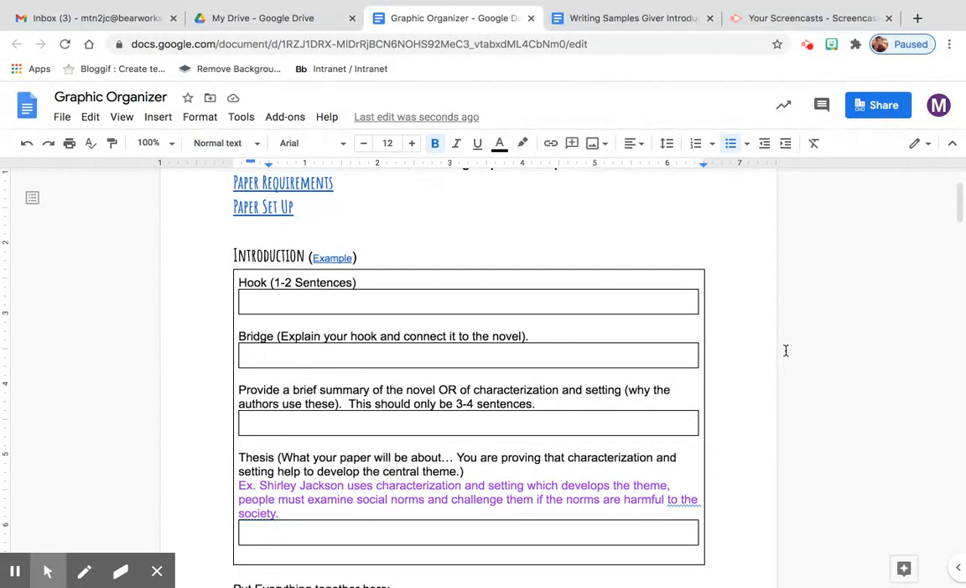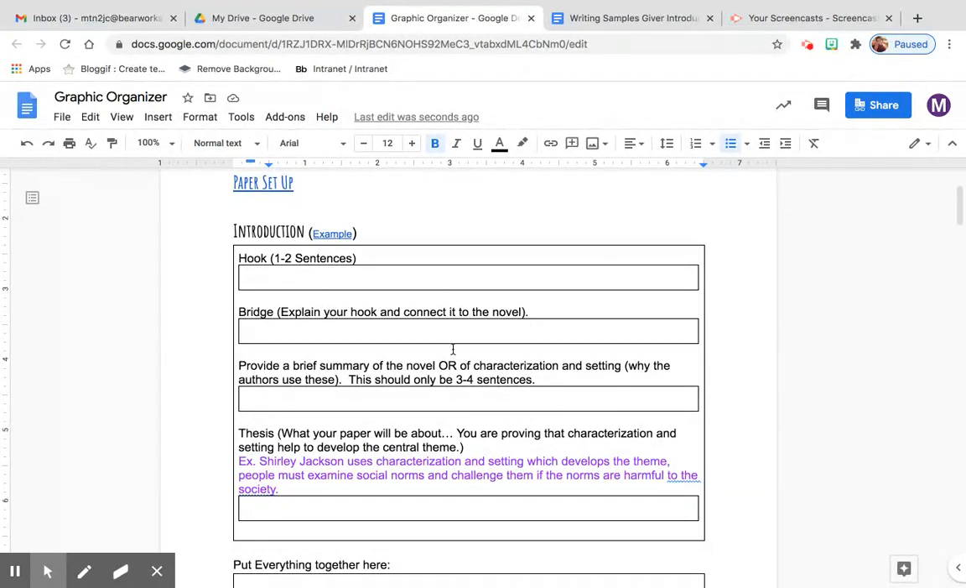With your hook, you want to have something very broad. Okay, think of that inverted triangle. From your hook, you're going to want to either talk about characterization, setting, something that is going to relate to what we're focusing on, which is again the major, minor characters, static, dynamic, flat, round. Okay. From there, you're going to write your bridge. Then you're going to tell me in your bridge how your hook, you're going to explain it. Okay. And then how it relates to the novel itself. Basically, why are we talking about this in our hook and how is the author using it in the story?